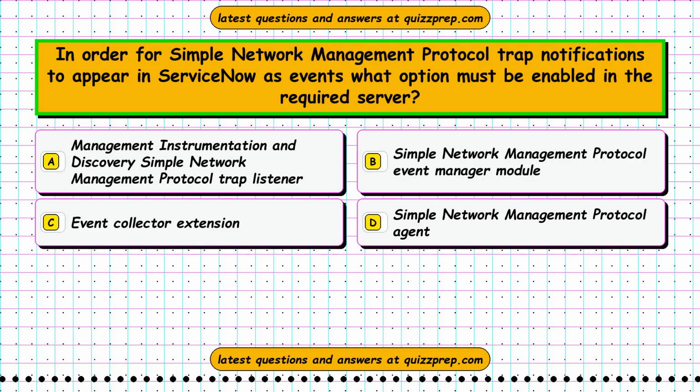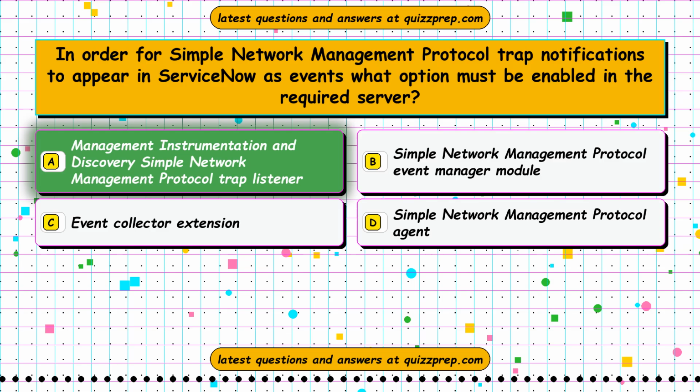Question 88. In order for Simple Network Management Protocol trap notifications to appear in ServiceNow as events, what option must be enabled in the required server? Option A. Management Instrumentation and Discovery Simple Network Management Protocol Trap Listener. Option B. Simple Network Management Protocol Event Manager Module. Option C. Event Collector Extension. Option D. Simple Network Management Protocol Agent.